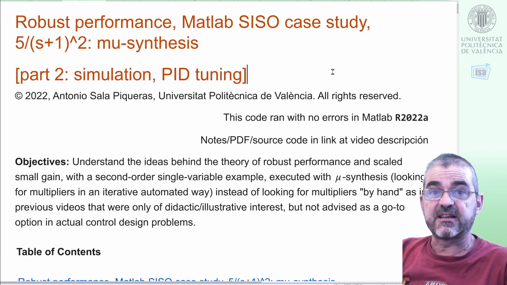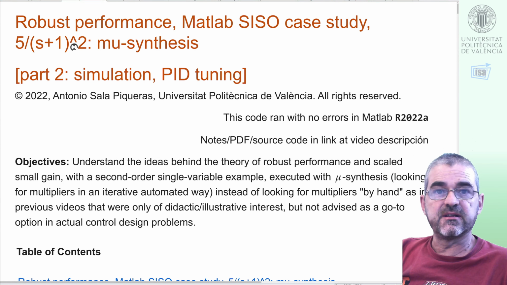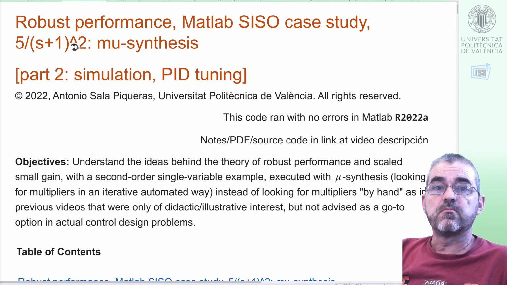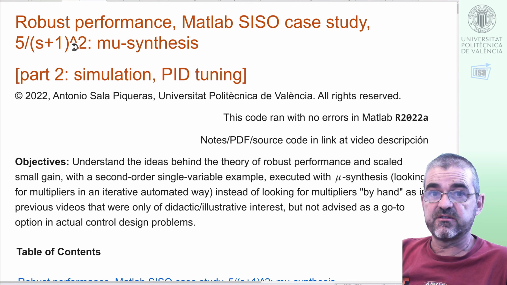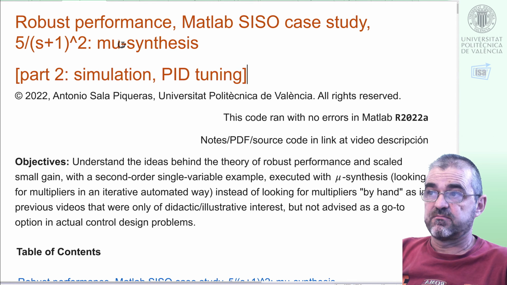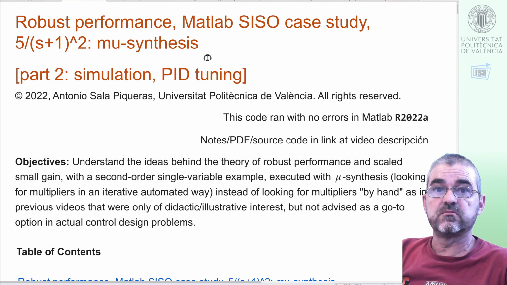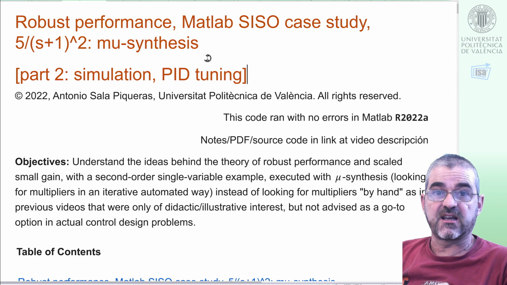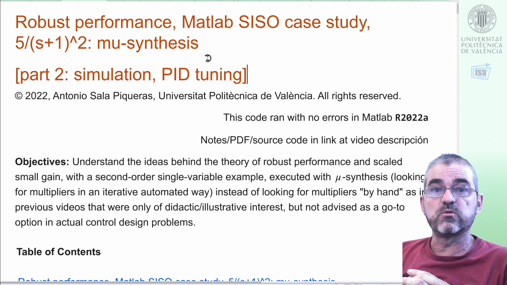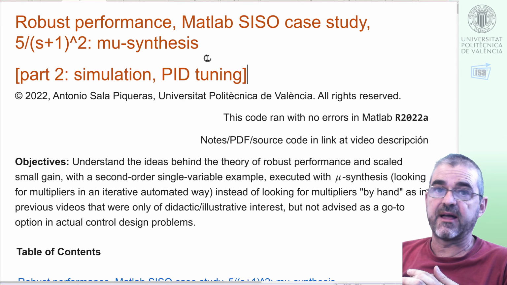Hi, I'm Antonio Sala, and in this video we'll conclude the robust performance case study for this second-order process. In previous videos, we first manually solved the problem, building generalized plans and manually searching for scalings. But in the immediately previous video, we discussed mu synthesis, which is the way to go because many of the things we manually did are carried out transparently for us with the musyn command.